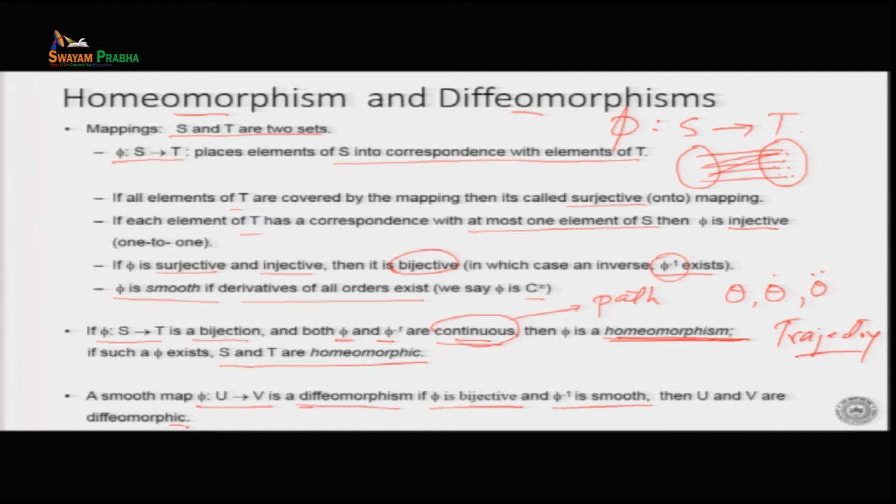Okay. So, we have two terms, homeomorphism, which is phi is a bijection, that is surjection and injection, and phi and phi inverse are continuous. Now, what is a diffeomorphism? Diffeomorphism is essentially if phi is bijective, and phi inverse is smooth, then U and V are diffeomorphic. Okay. So, these are the two types of mappings which go on between two sets S and T.